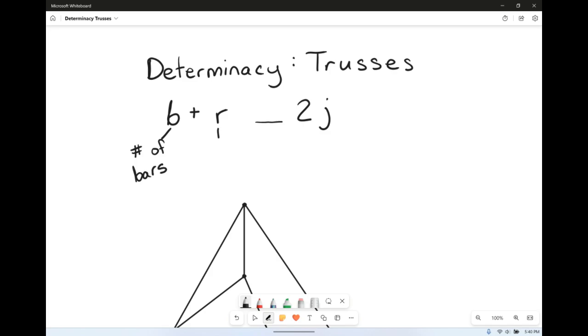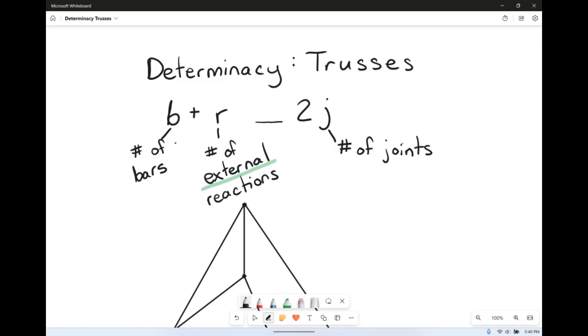R is still reactions, but it's very specifically the number of external reactions. So no longer do we care about those hinges because we pretty much have a bajillion hinges in a truss. We only care about the external reactions, so those pins and rollers and fixed ends. In J, on the other side, the 2 times J, J is the number of joints. So now it's effectively the number of those hinges that you have all through the member.